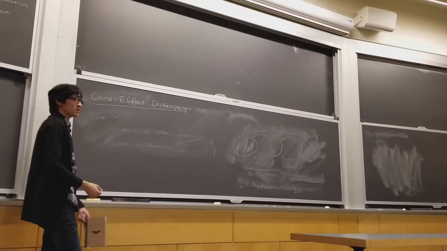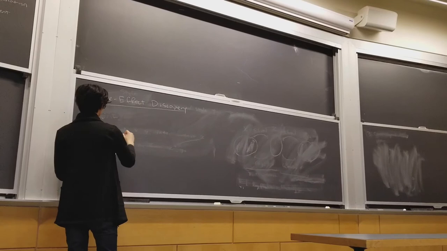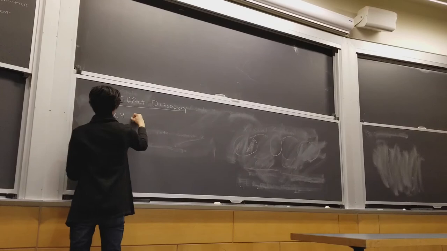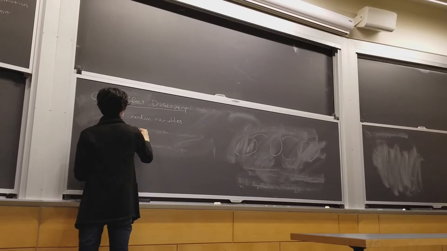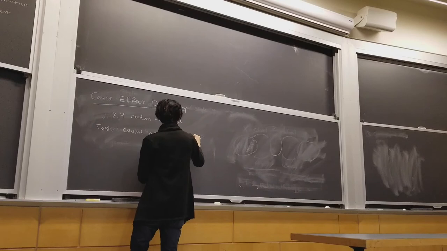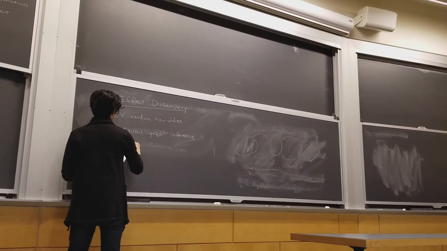So, cause and effect discovery. Let's assume that we only have two random variables, x and y. And our task is to infer the causal graph. Causal graph inference. But we're going to constrain this task even more. So first, we're going to assume that there are no hidden confounders. But that's not actually enough. We're going to make an even stronger assumption.